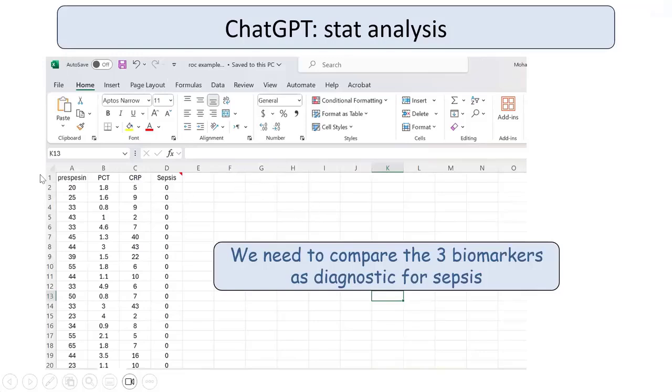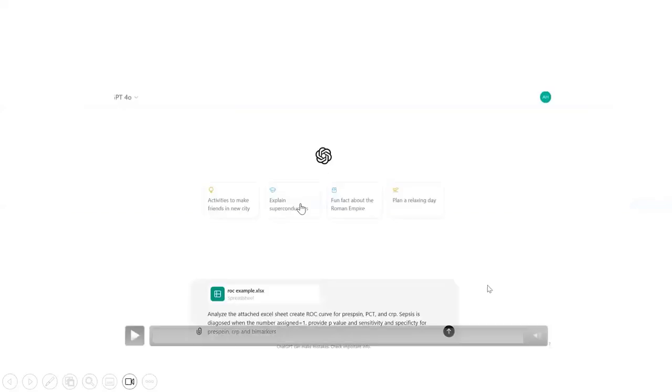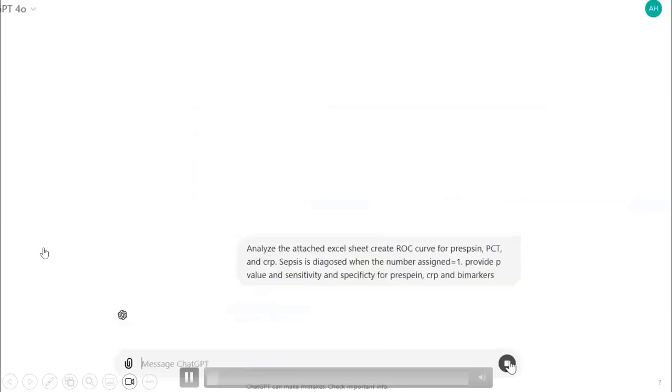Then we have some hypothetical data about the studies, about presepsin, PCT, CRP, and sepsis. And we need to compare these three biomarkers as a diagnostic tool for sepsis. Then the prompt is: analyze the attached Excel sheet, create ROC curves for presepsin, PCT, and CRP. Sepsis is diagnosed when the number assigned equals 1, and provide the p-value, sensitivity, and specificity for the three biomarkers. We attached this Excel sheet for ChatGPT and asked him to analyze it.